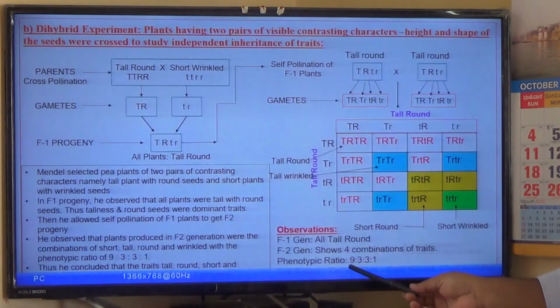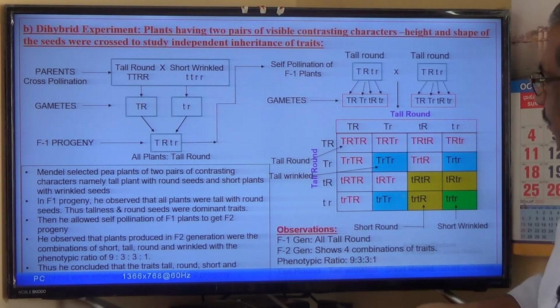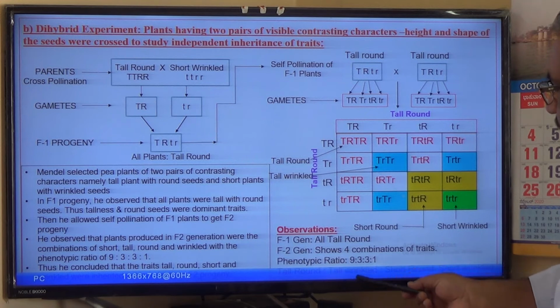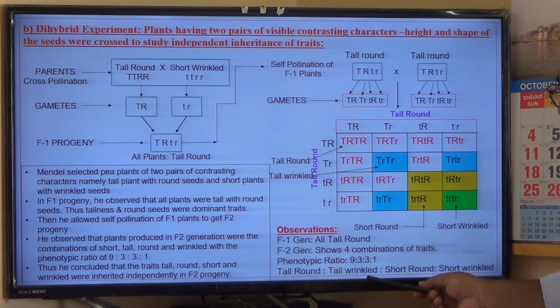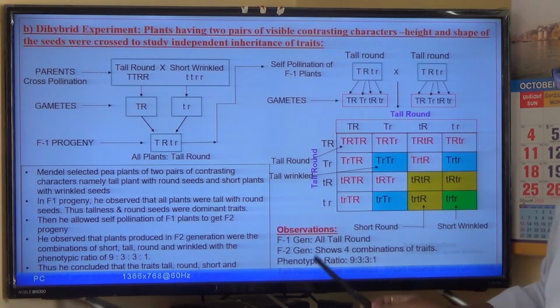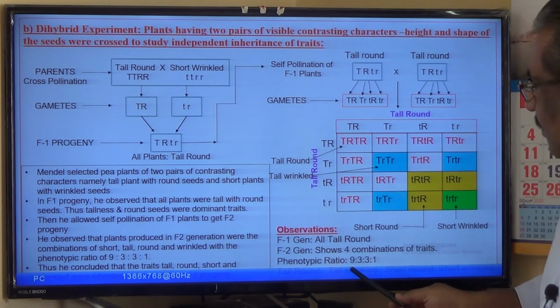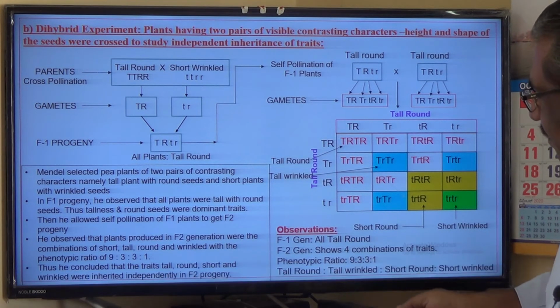So finally, why is this happening? The phenotypic ratio is basically 9:3:3:1. Tall round is to tall wrinkled is to short round is to short wrinkled. See here, remember dear students, in order to write this 9:3:3:1, I think something is wrong, but let us bear with this. I think I'll check up later.